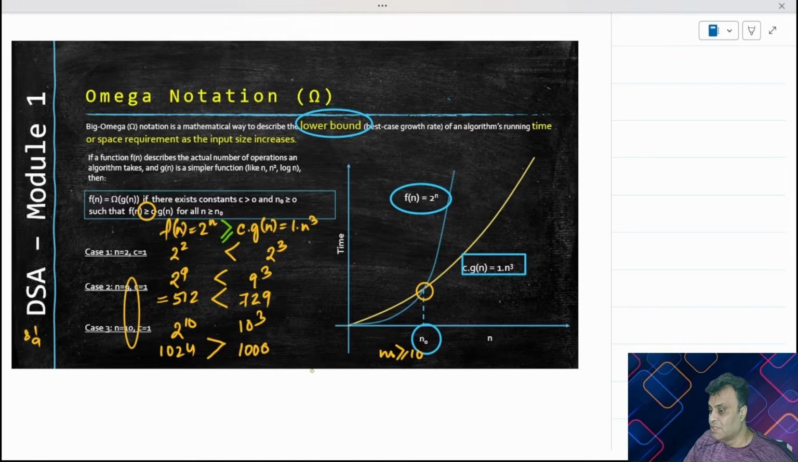Where the inflection happens, that is our CGN will fall below Fn and hence becomes the lower bound of the function. So what is our CGN? This is the CGN. If this is the CGN, what is Gn? N cube. So now we have satisfied this equation. As you see here, we have satisfied this equation for a particular value of n. Therefore, we can say Fn is equal to omega of Gn, which represents the lower bound, which is equal to omega of n cube, because our Gn is n cube.